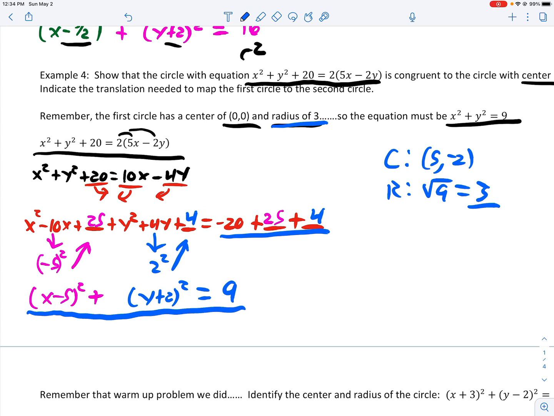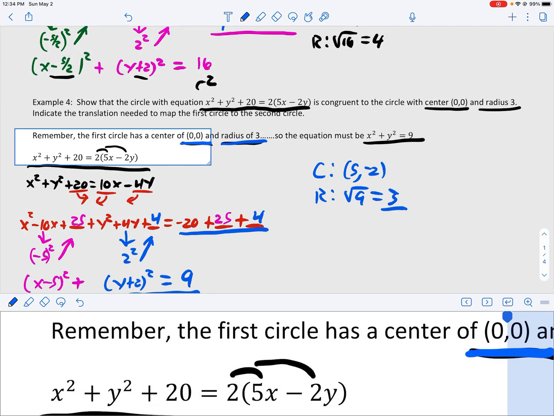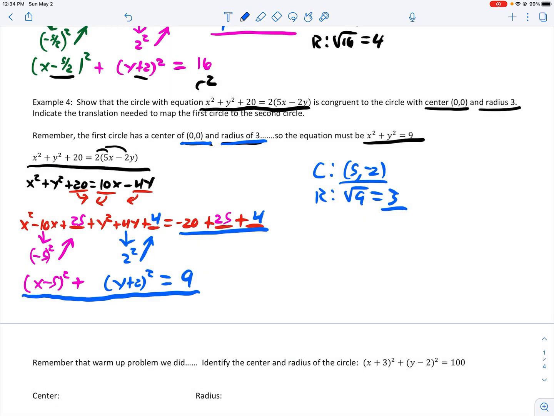So now, how do we go from our first circle, which is at 0, 0, to 5, negative 2? Well, we would go right 5 and down 2. And again, they are congruent because they both have the same radius. They're both a radius of 3. It doesn't matter that they have different centers. Circles are congruent if they have the same radius.